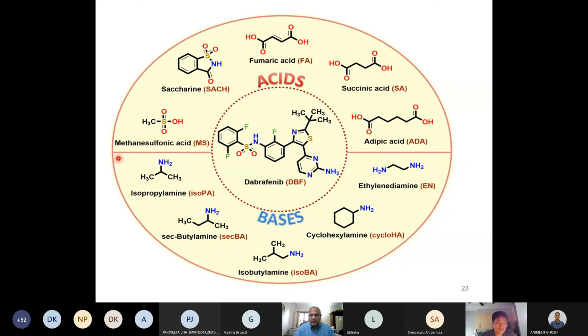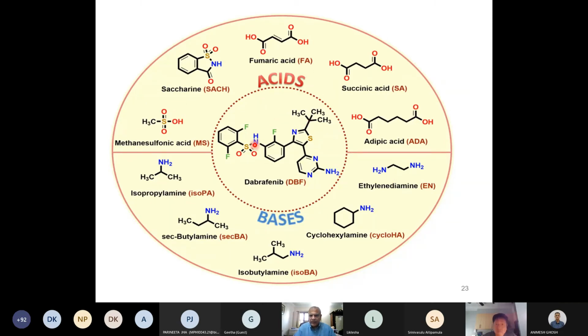And so in this oval shaped diagram, we have subdivided the coformers as acidic coformers, which are on the top side, which is methane sulfonic acid, fumaric acid, and various other carboxylic acids, which would hydrogen bond typically to the basic functional group on the molecule, that is the aminopyridine. On the bottom are the amines, which have not been explored so far. The acids have been explored.